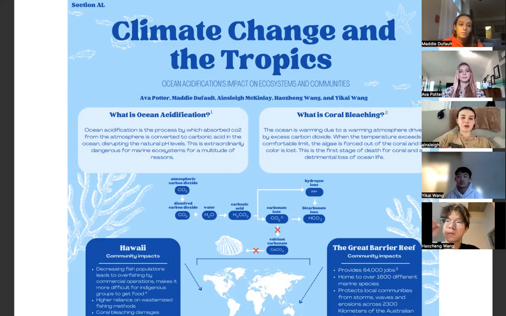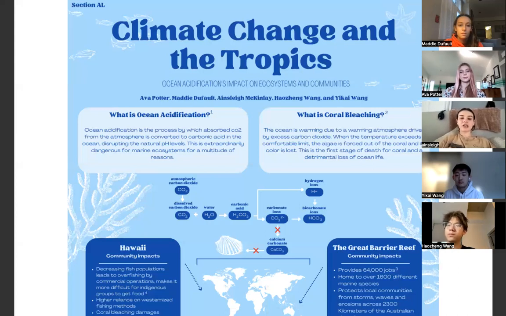We first wanted to start by introducing both the concepts of ocean acidification and coral bleaching. So ocean acidification is the process by which absorbed CO2 from the atmosphere is converted to carbonic acid in the ocean, which disrupts the natural pH levels. And this is extremely dangerous for marine ecosystems for a multitude of reasons that will be introduced later.